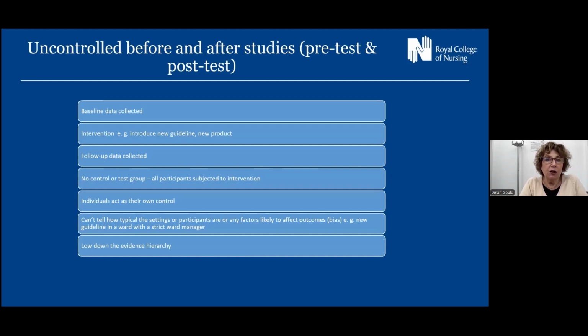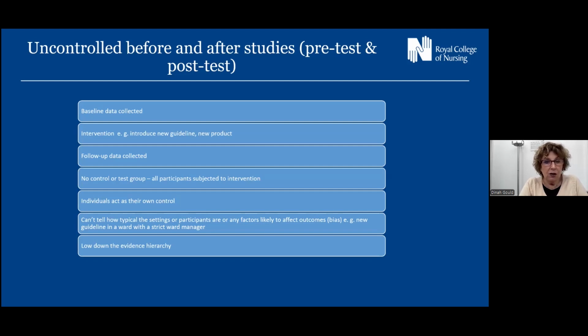Uncontrolled before and after studies are often called pre-test and post-test studies. In these studies, we collect baseline data, then the intervention is introduced, often in infection prevention, a new guideline or a new product. Then follow-up data are collected. There's no control group. Everybody who takes part in the study gets subjected to the same intervention. So the individual people act as their own control.